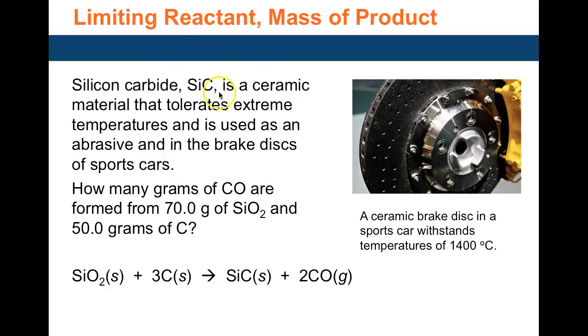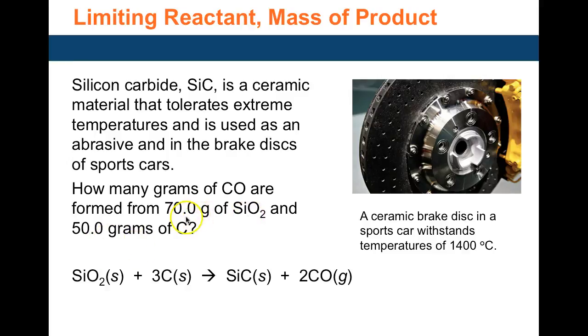All right. Limiting reactant and mass of product. Here in this reaction, you have silicon dioxide reacting with 3 atoms of carbon, giving you silicon carbide and 2 moles of carbon monoxide. So 1 mole of silicon carbide and 2 moles of carbon monoxide. It says, how many grams of carbon monoxide are formed from 70 grams of the silicon dioxide and 50 grams of carbon? All right. So first thing is to convert the grams into moles.